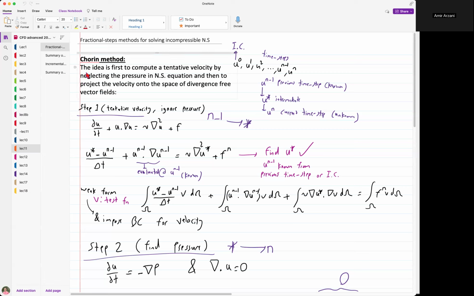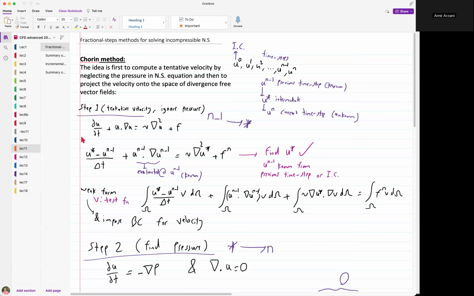So in the Chorin method, the idea is first to compute a tentative velocity. So that's U star. And we do that by ignoring pressure. We just solve for velocity, and then we project the velocity onto the space of divergence-free velocity vector fields using an idea similar to the pressure Poisson equation. And then finally, we update and correct the velocity.